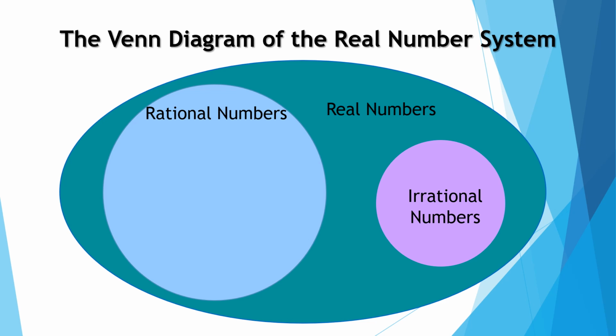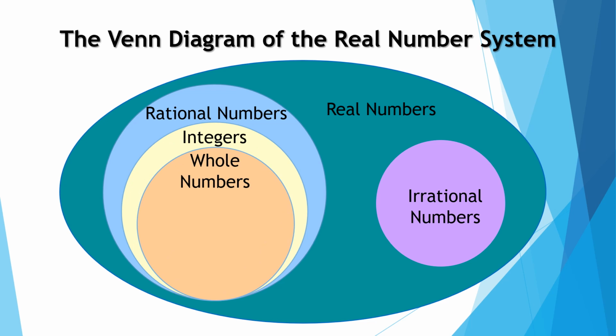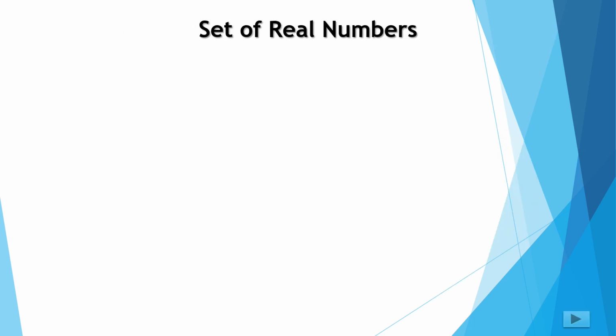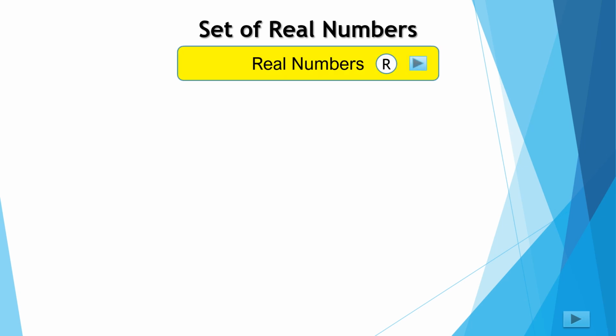Ang rational numbers naman ay may iba-iba ding types. First is yung integers. And then, next is the whole numbers. And the last is the natural numbers. So, let's talk about the set of real numbers one by one. So, again, real numbers. Ano nga ba ang real numbers?